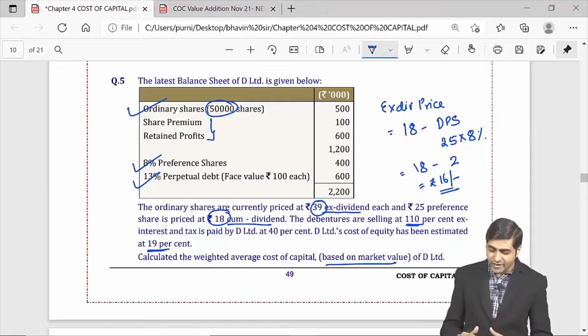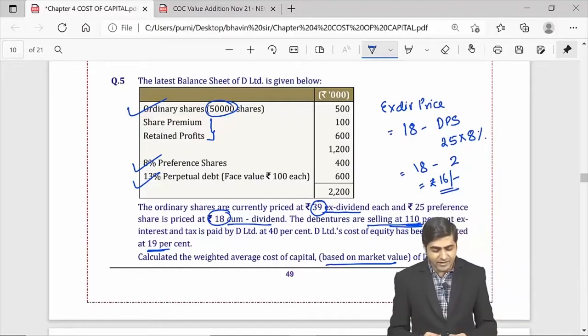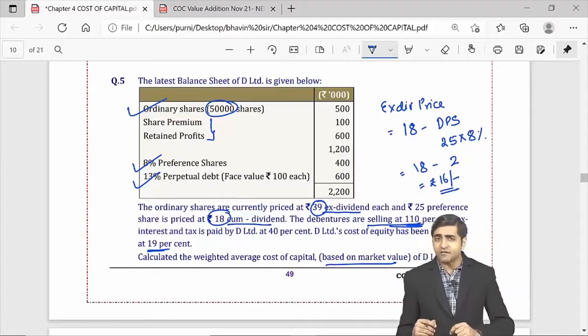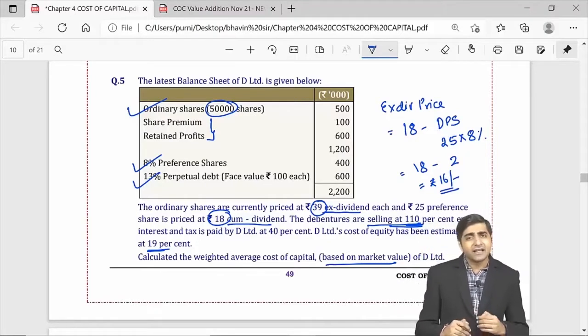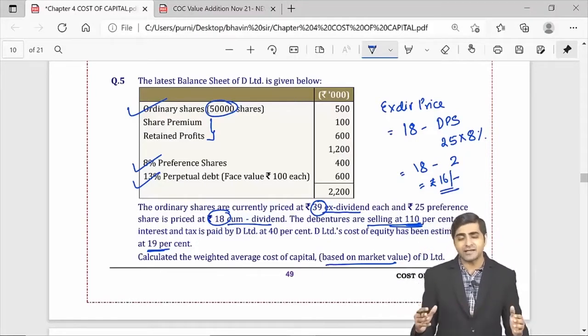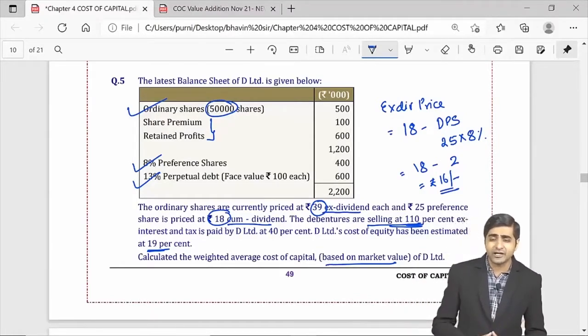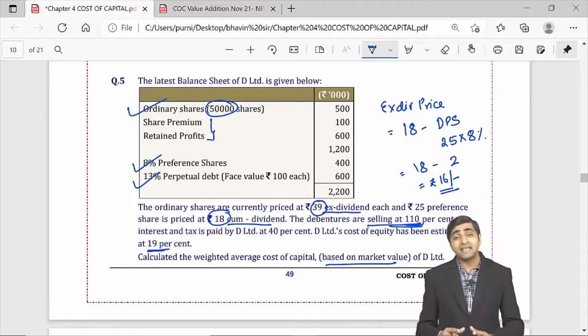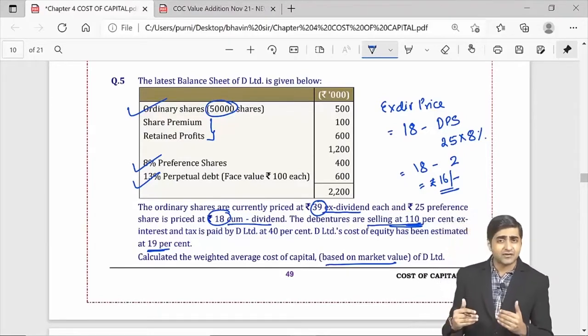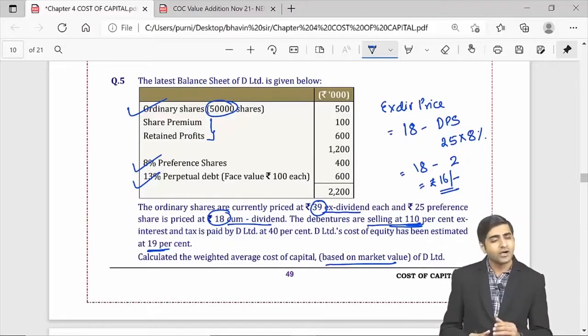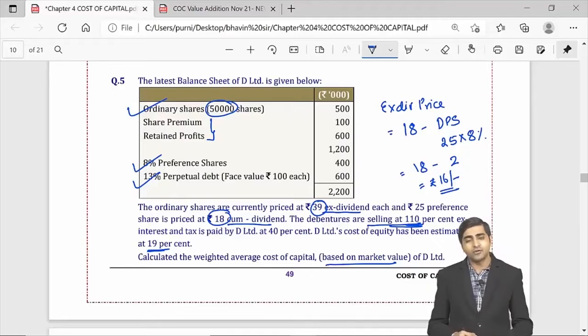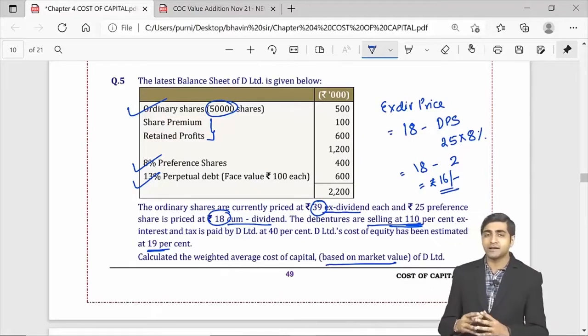For calculating your KD, you can just check that the debentures are selling at 110% ex interest. So in that particular case, the face value of the debenture is 100, its ex interest price will become 110, so that's nothing but the market price. And guys, here it is perpetual debt, so that's why we'll be using irredeemable. So KD will be interest into 1 minus tax. Interest is always calculated on your face value, and here your net proceeds will be replaced with your market value, and guys, your market value will be 110.